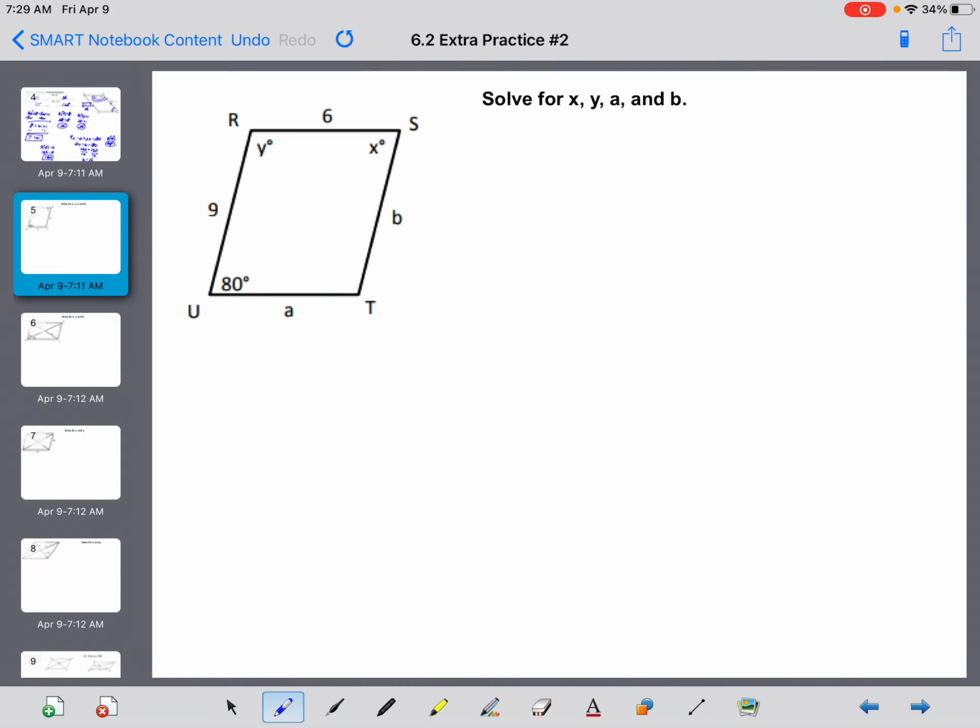Okay. The rest of the way should be a little easier. Solve for x, y, a, and b. Well, a is right here, and we know that a is congruent to its opposite side. So a equals 6. There's your first one. A is done.